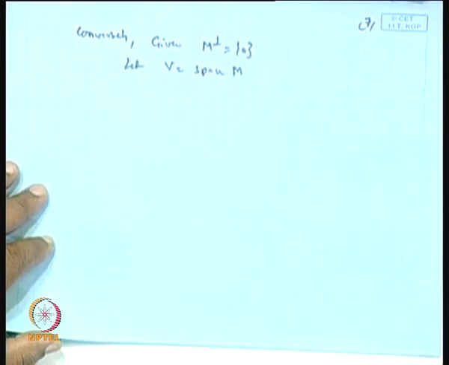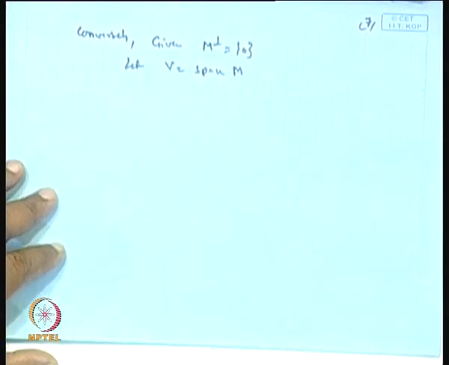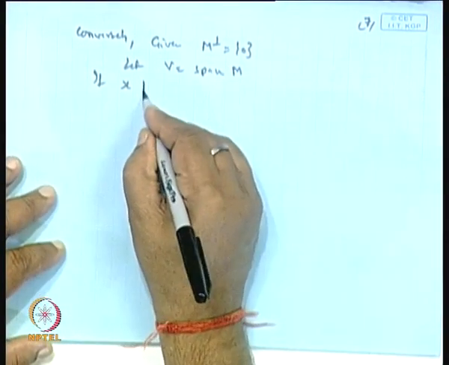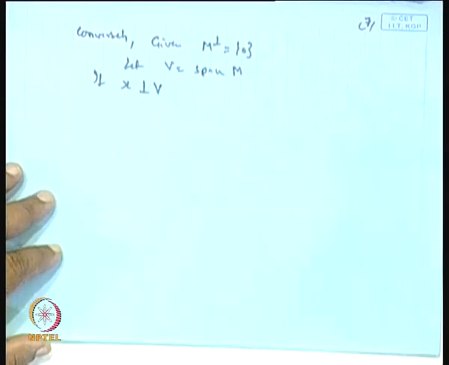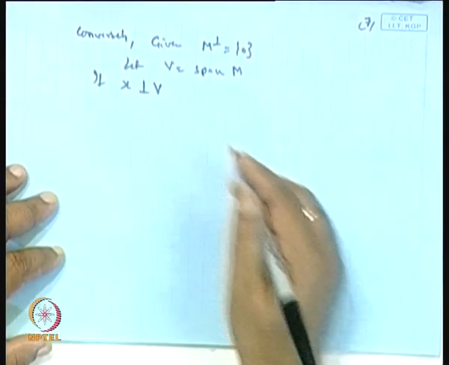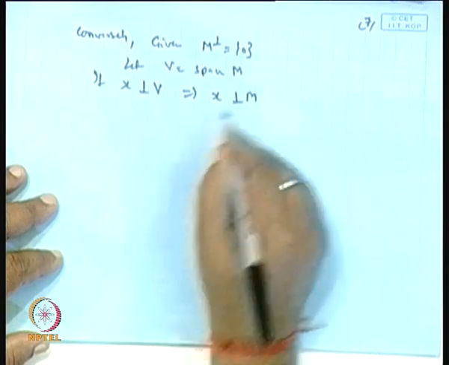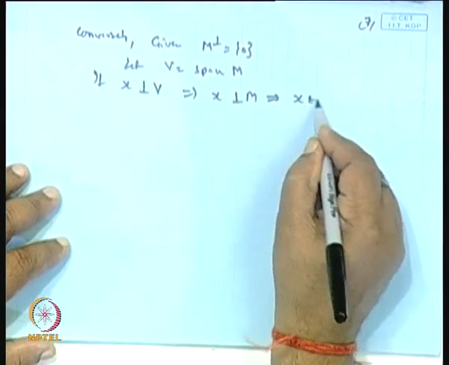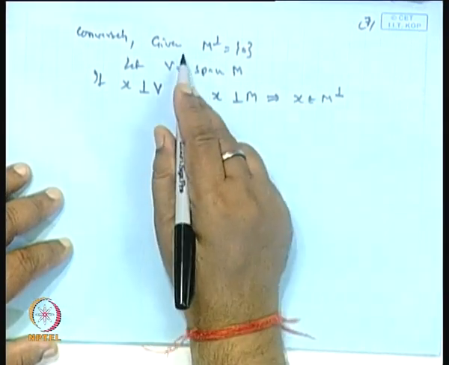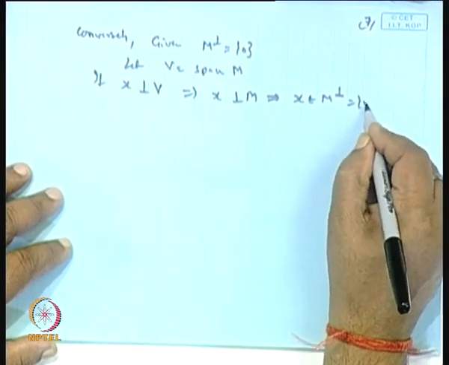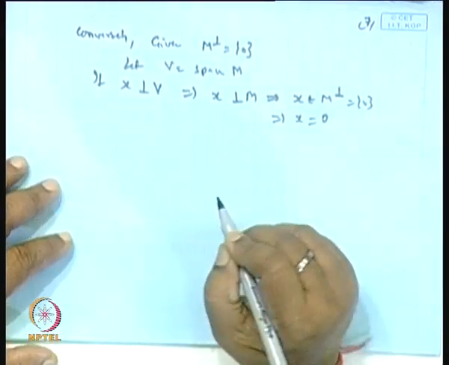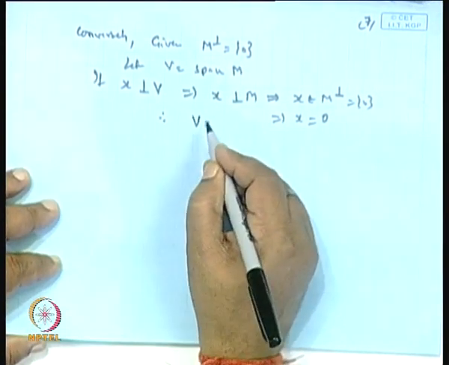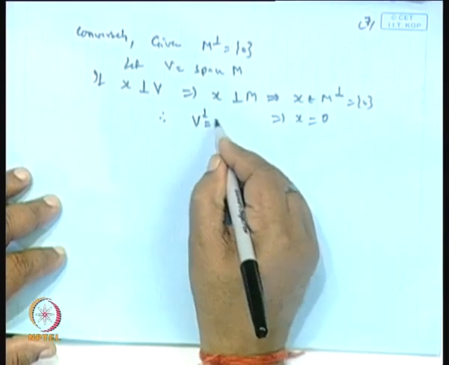Now, if x is perpendicular to V, then x must be perpendicular to M, because V is the span of M. So x belongs to M perpendicular, but M perpendicular is 0. This implies x is 0. It means, therefore, that V perpendicular is 0.